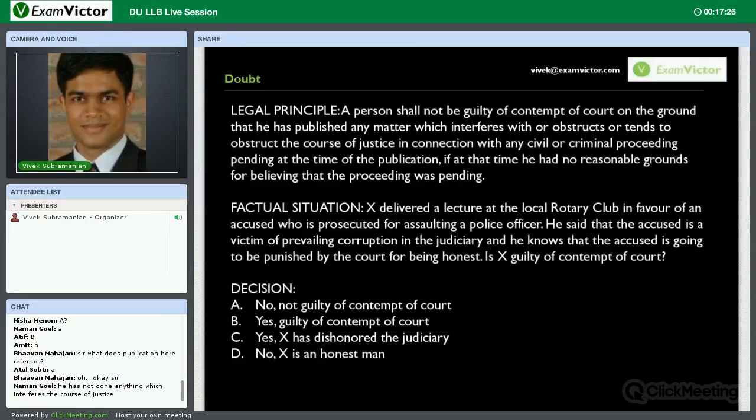Yes, there is a thought from Naman which says that he has not done anything which interferes with the course of justice. Yes, he is accusing the judiciary directly. He is saying that there will be no justice in this case. He is saying that there is corruption in the judiciary, and that the accused will be punished not because he is guilty, but because there is corruption in the judiciary. In a sense, this amounts to interference in the working of the judiciary, and that is how the courts have been interpreting it for so long. Therefore, we would say that this is a clear case of contempt of court.